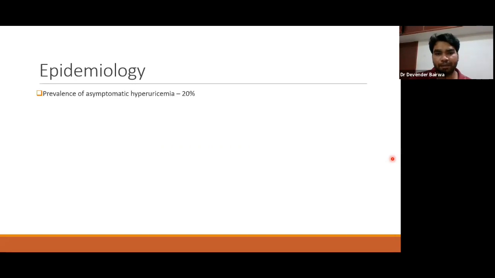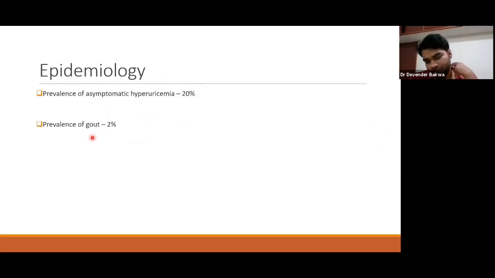Prevalence of asymptomatic hyperuricemia is around 20% in the population in the various studies, but prevalence of gout is 2%. So understand this. Although 20% of the population will have hyperuricemia, only 2% have gout. It means out of 20, only 2, so only 10% of asymptomatic hyperuricemia will progress to development of gout.